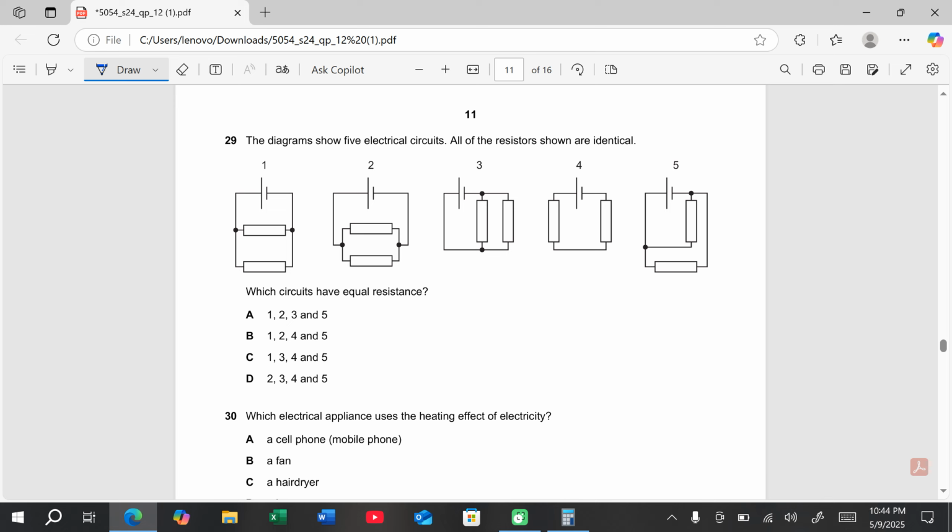Question 29 says the diagram shows 5 electrical circuits. All of the resistors shown are identical. Which circuits have equal resistances? For equal resistance, these are two in parallel, these are two in parallel, these are two in parallel as well, and these two are in parallel. This is not parallel, this is series. So it is 1, 2, 3, 5.